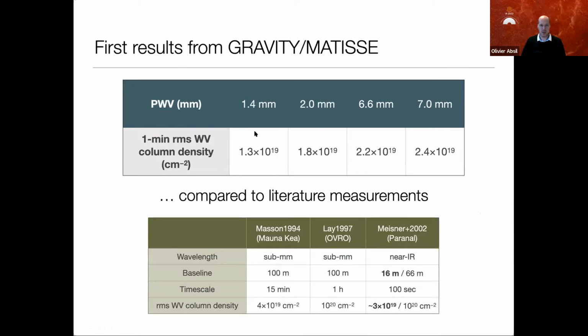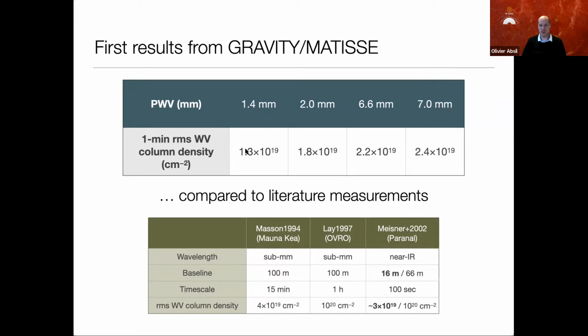So these are the results we got with the GRAVITY METIS experiment. Depending on the amount of water vapor, the precipitable water vapor in the atmosphere, so going from dry to humid atmosphere on Paranal standards, you see that the amount of variability in the differential column density of water vapor increases, although not linearly with PWV. We still have to understand exactly how that scales together. And these measurements can be compared with things that had been done 20 to 30 years ago, based mostly on radio observations.